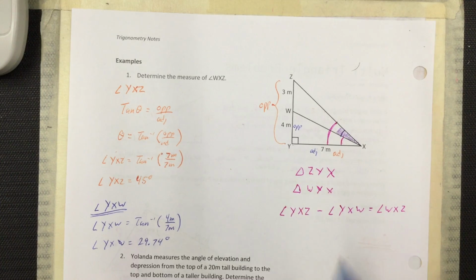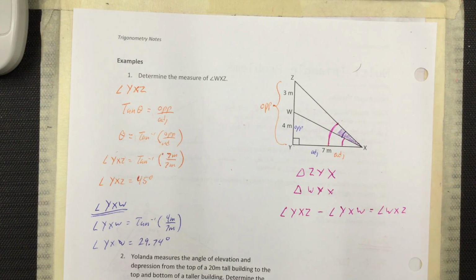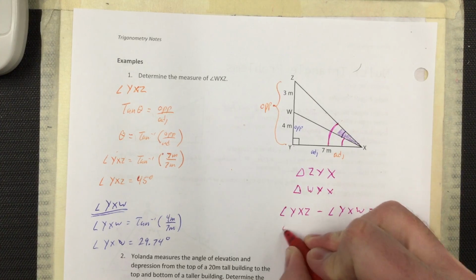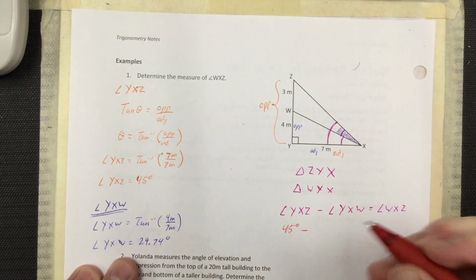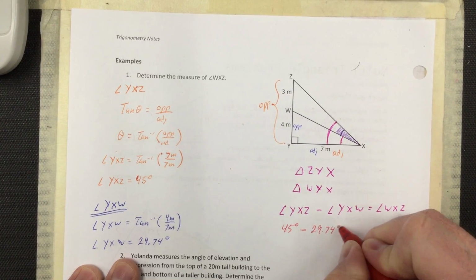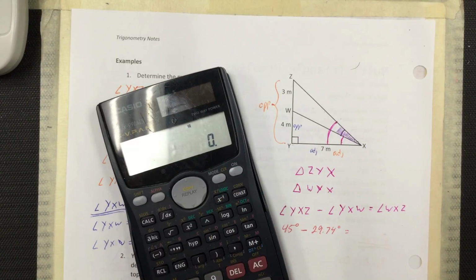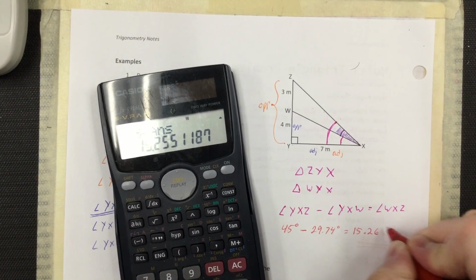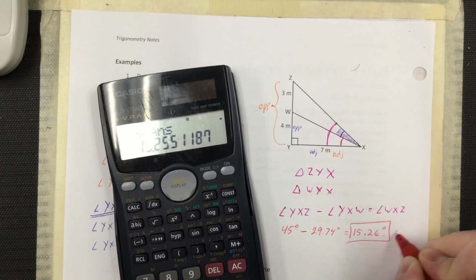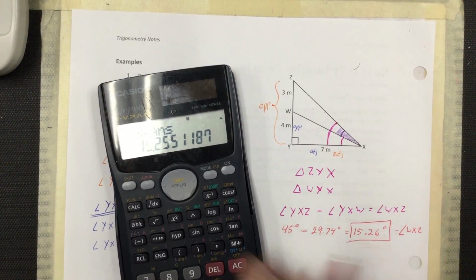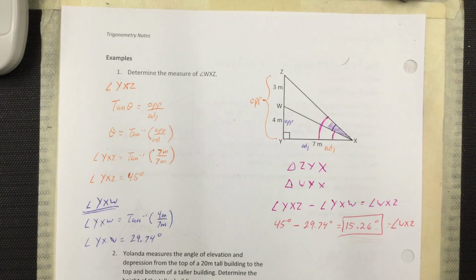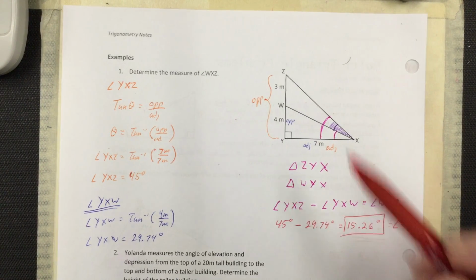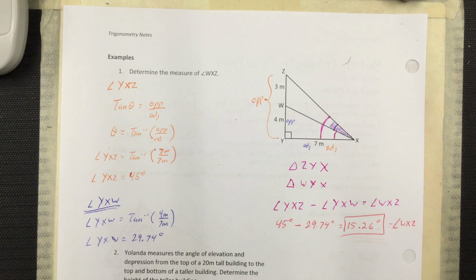So we find both those angles, and then we need to subtract. So YXZ is 45 degrees, YXW is 29.74 degrees, and when we subtract these, 45 minus our answer is 15.26 degrees. And that's going to equal angle WXZ. So that's our missing angle. The small one right there is 15.26 degrees. We find both of them and then subtract, and that's how we solve for that missing angle.